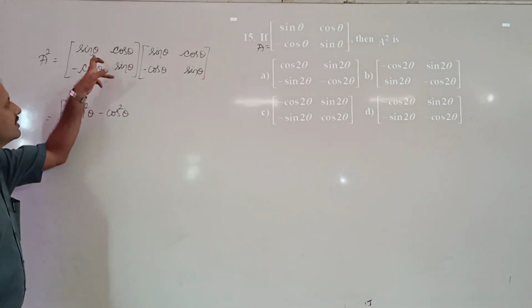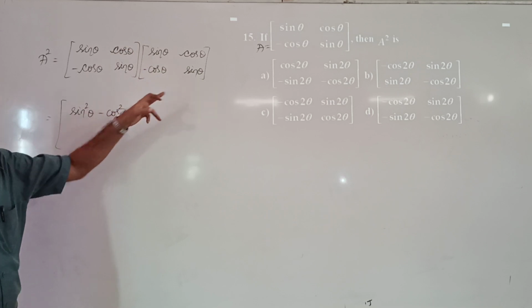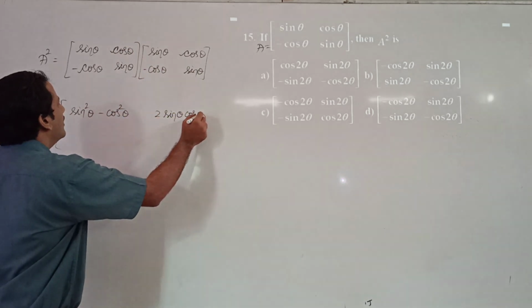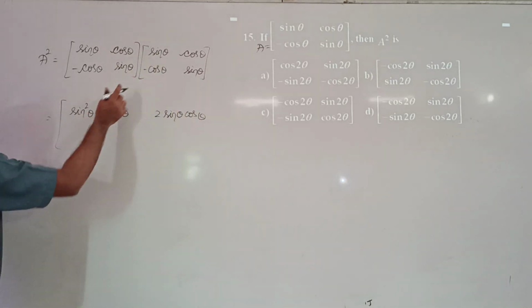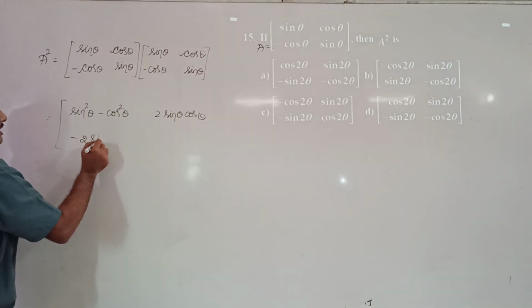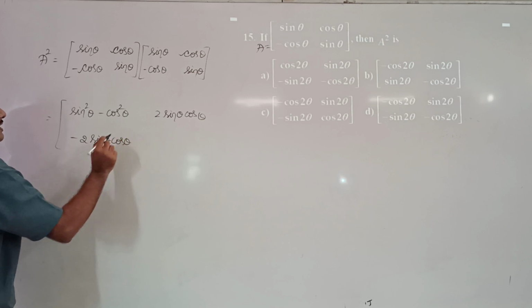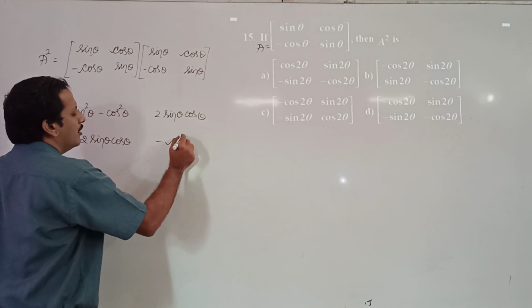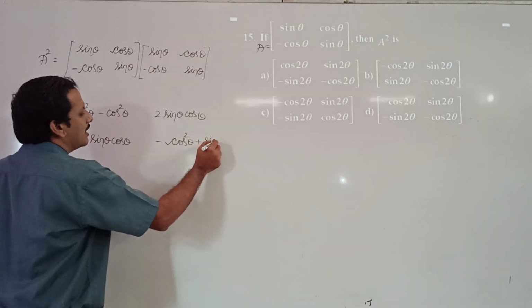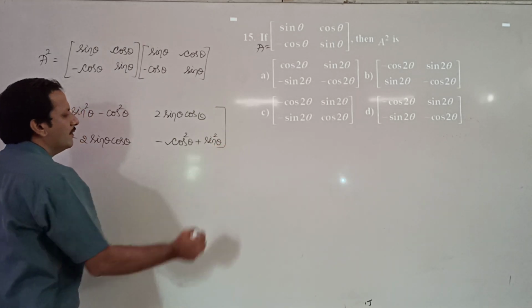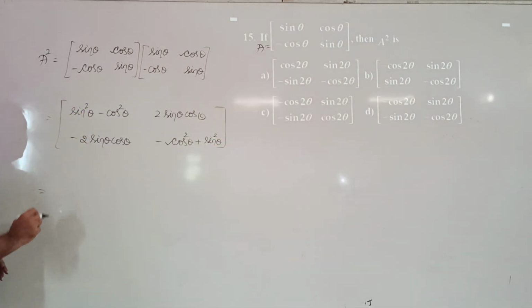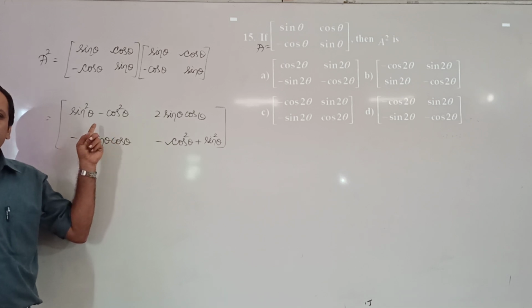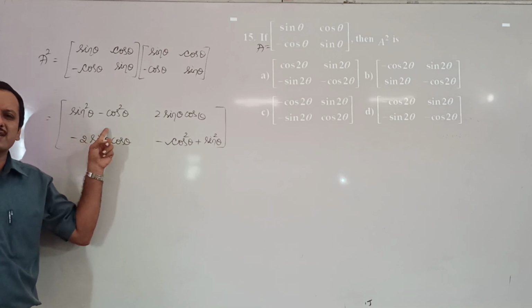I will discuss that first. Now sin theta cos theta plus cos theta sin theta, together it will become 2 sin theta cos theta. Here minus sin theta cos theta minus sin theta cos theta, together minus 2 sin theta cos theta. And here this will be minus cos square theta plus sin square theta. I will take minus as a common factor: minus of cos square theta minus sin square theta.